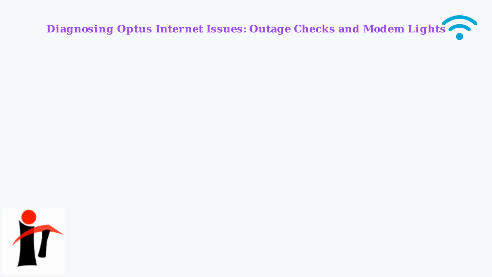Is your Optus internet down? Let's troubleshoot. First, check for widespread outages. Visit outage.optus.com.au or use the My Optus app and enter your postcode or service ID. If there's a confirmed outage, Optus may offer compensation.